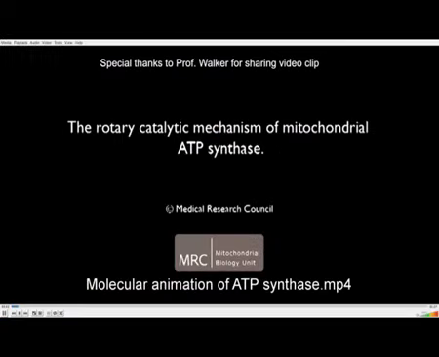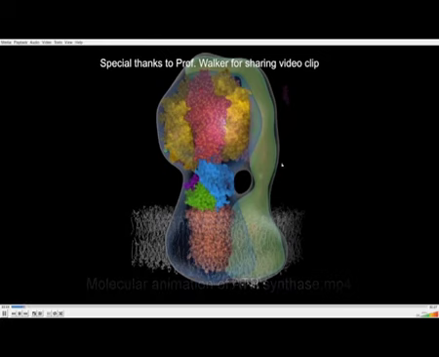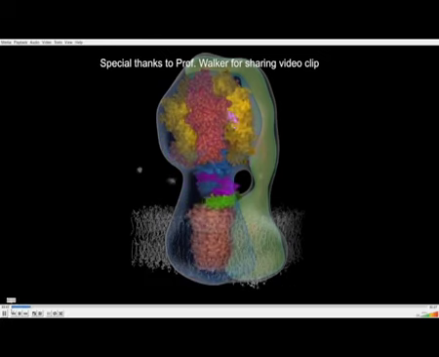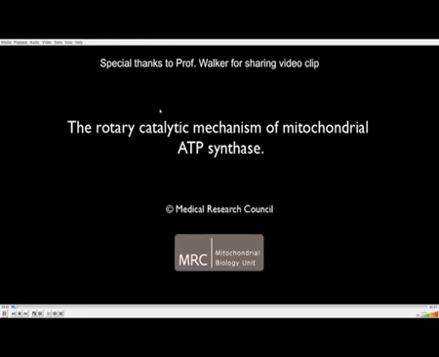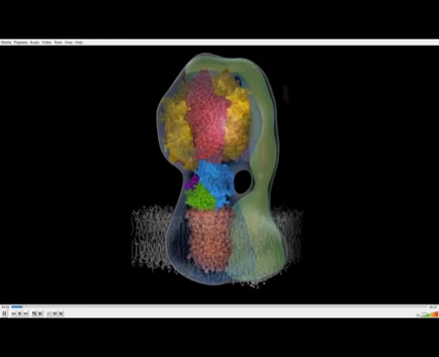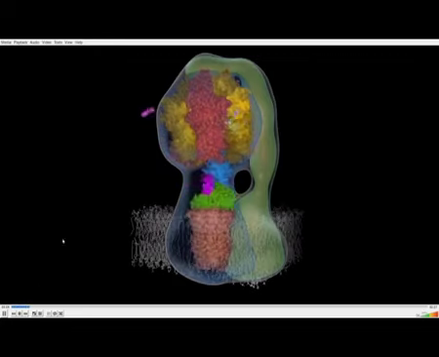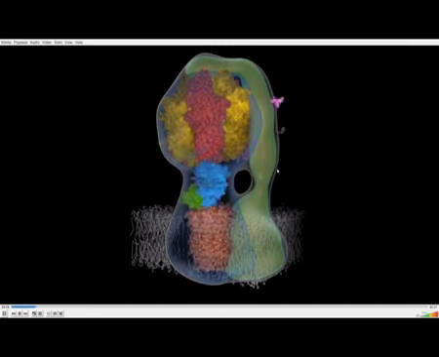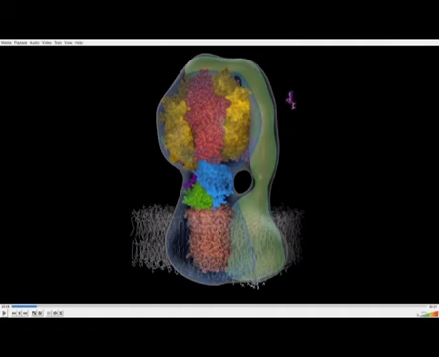So, this movie is provided by Professor Walker, who is a professor at MRC, and what you can see here is the complete ATP synthase, and what you can see is actually a rotating rod. So, this rotating rod what you see, the pink color is actually the C chain of the FO particle.